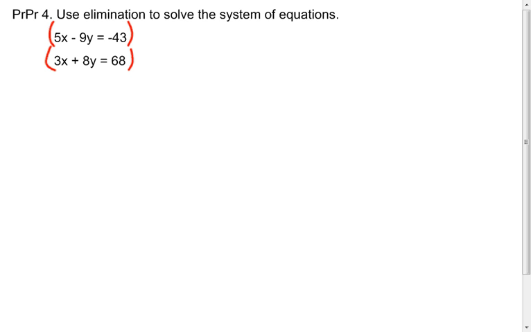Okay? In order to get 15 for the top equation, I have to multiply by 3, because 3 times 5 is 15. For the bottom one, I'm going to multiply by 5, because 5 times 3 is 15. I'll let you keep going from there.